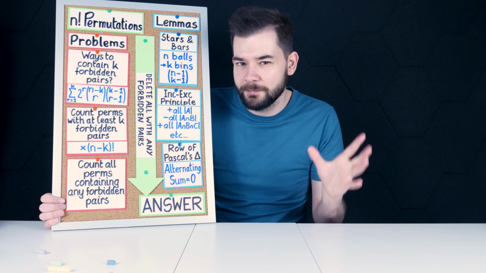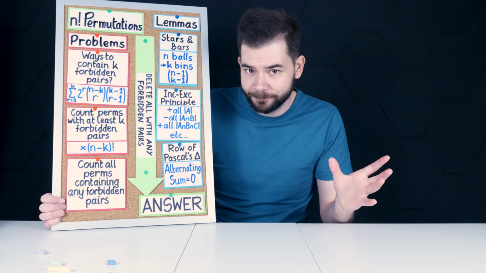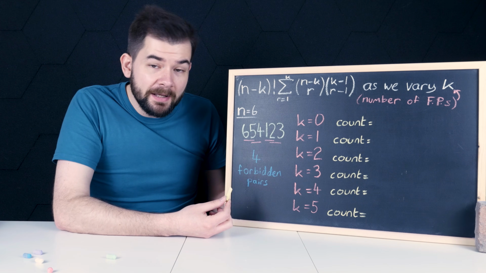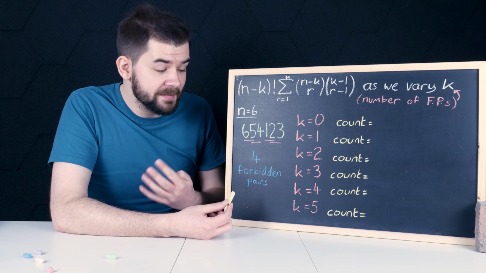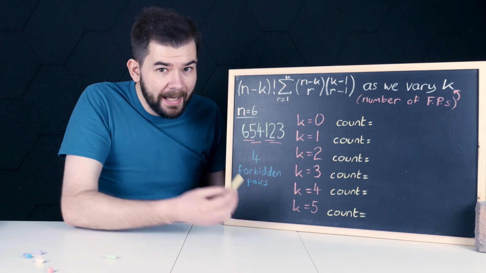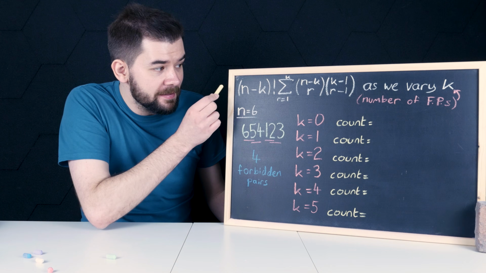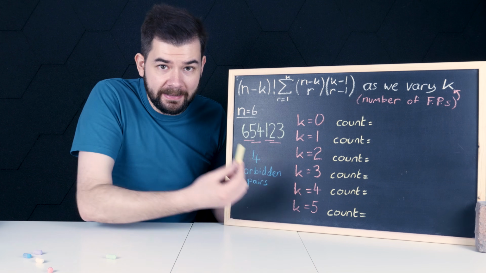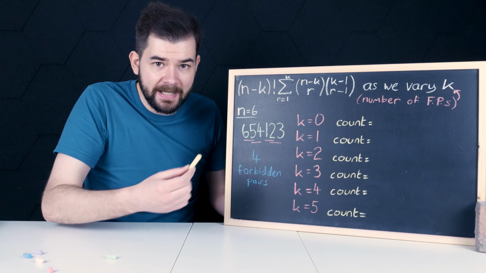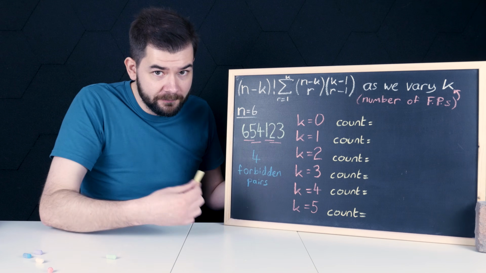And it's quite a complicated process, so it's going to be easier to understand if we appeal to a very specific example. So take a look at this example we had just a moment ago, 6, 5, 4, 1, 2, 3. This contains 4 forbidden pairs in total: 6-5, 5-4, 1-2, and 2-3. I want to know how many times it gets counted in this formula as we vary k. Because what this formula does is it counts the number of permutations that contain at least k forbidden pairs, but it overcounts them in some way.